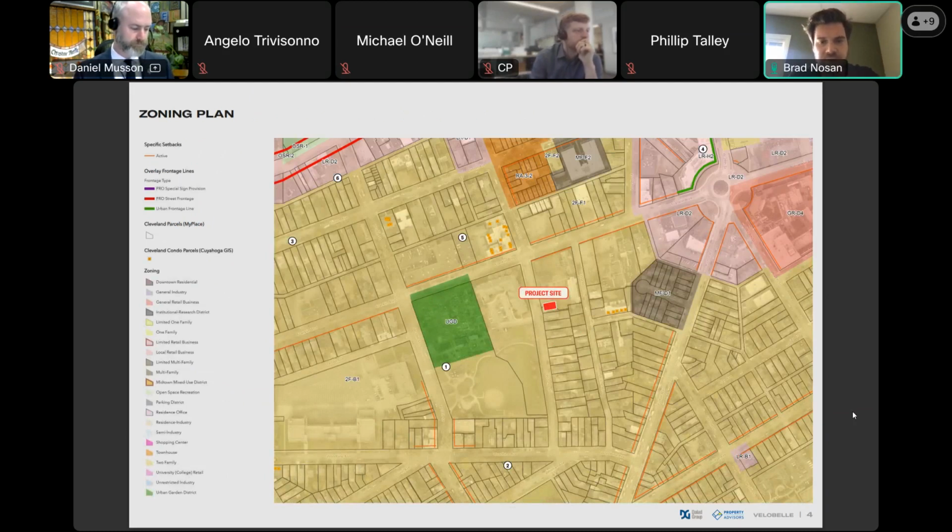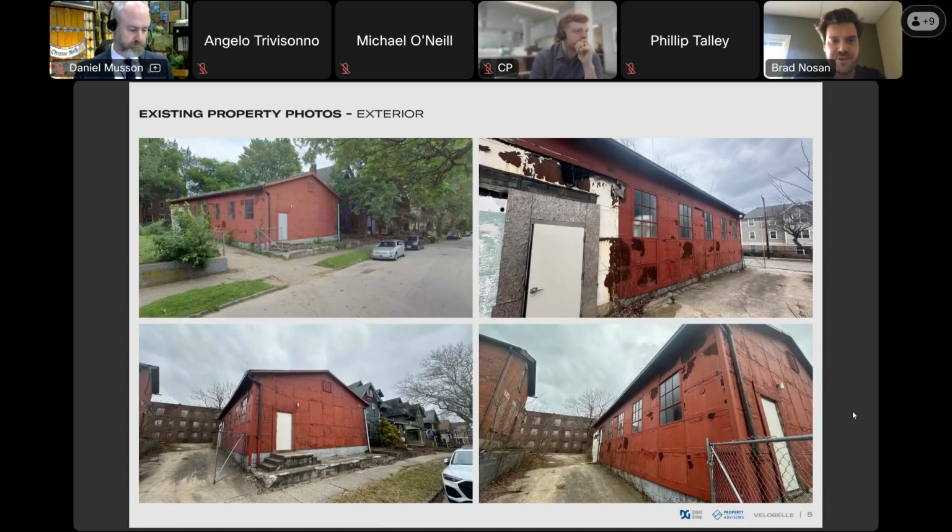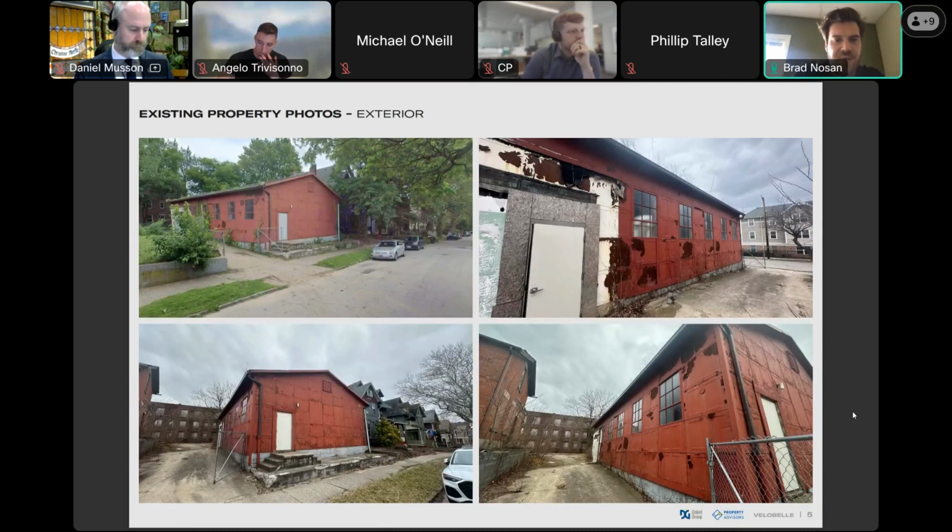Same thing. You can see the zoning here. I'm sure you're familiar with. Next slide. These are the current conditions of the property. It's in rough shape, obviously, as that entire thing is, but luckily we're under construction on the rest of this project.